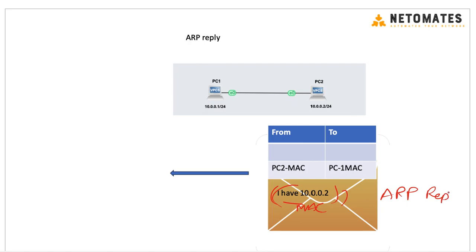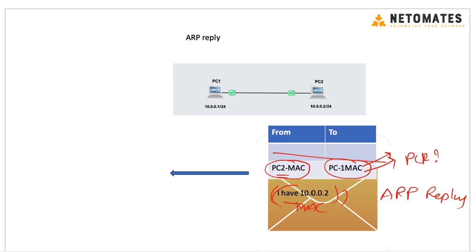This is the ARP reply. There is no IP address in the ARP reply, and the from address is PC2. Now PC2 is sending this packet, and the to address is PC1's MAC. So how does PC2 know about PC1's MAC address? It will get it from the ARP request.